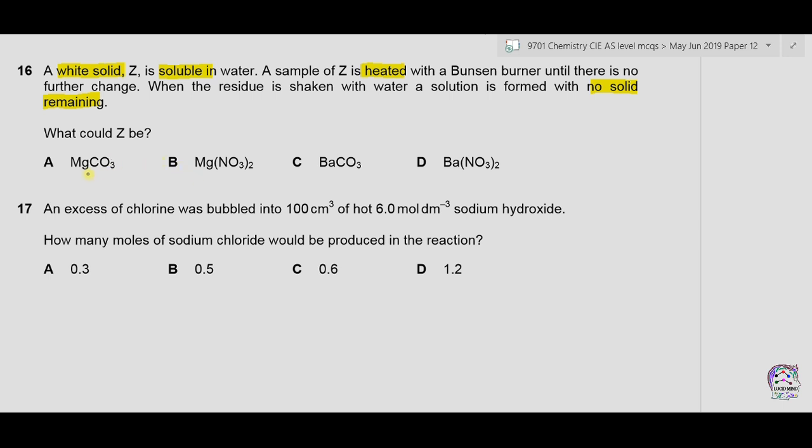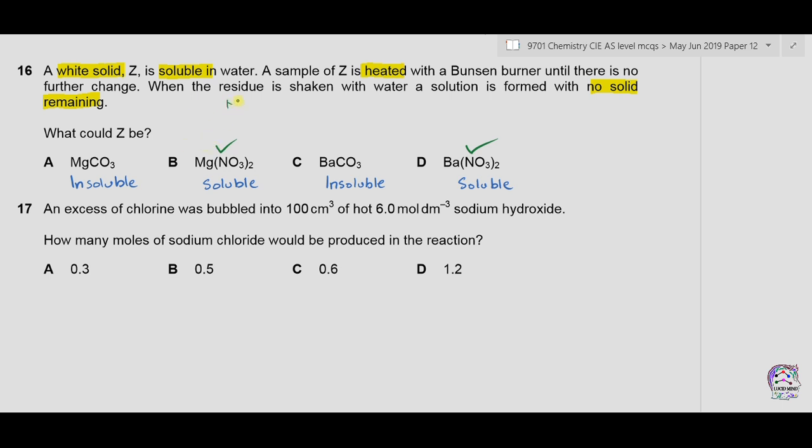First one is magnesium carbonate. Magnesium carbonate is insoluble in water. Magnesium nitrate is soluble, as all nitrates are soluble. Barium carbonate is insoluble. Barium nitrate is soluble. So therefore Z could be magnesium nitrate or barium nitrate. Now let's find out what happens when this is heated until there is no further chemical change.